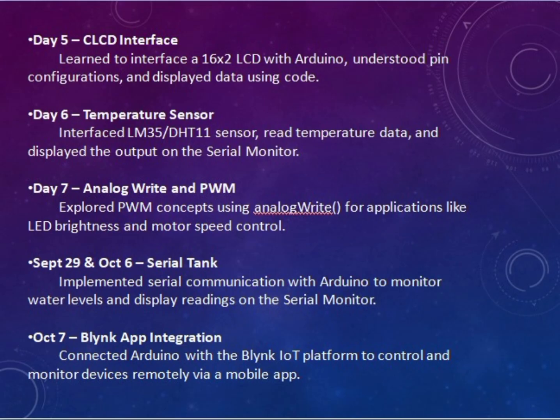serial monitor or LCD. On day 7, we explored PWM concepts using analogWrite for applications like LED brightness and motor speed control. We also implemented serial communication with Arduino to monitor water levels and display readings on the serial monitor, which is useful for home automation. Then we did Blynk app integration, connecting Arduino with the Blynk IoT platform to control and monitor devices remotely via a mobile app. We can see the update notification in the Blynk app.